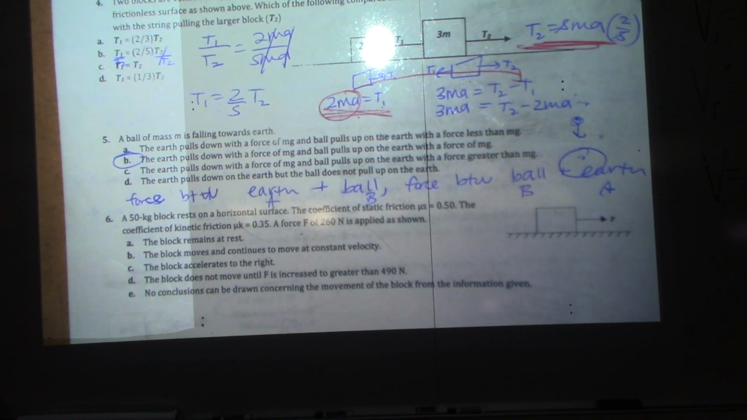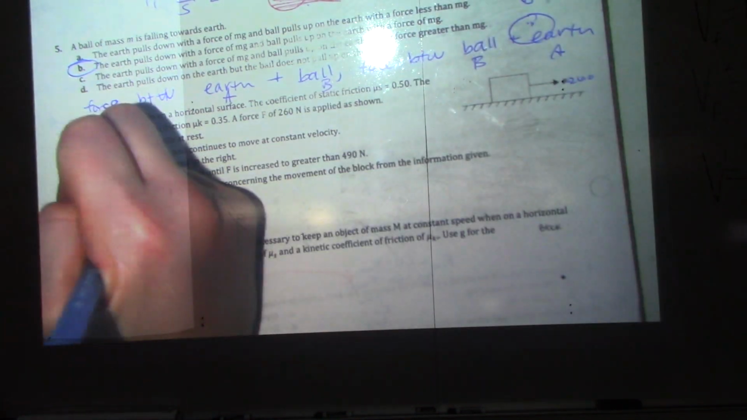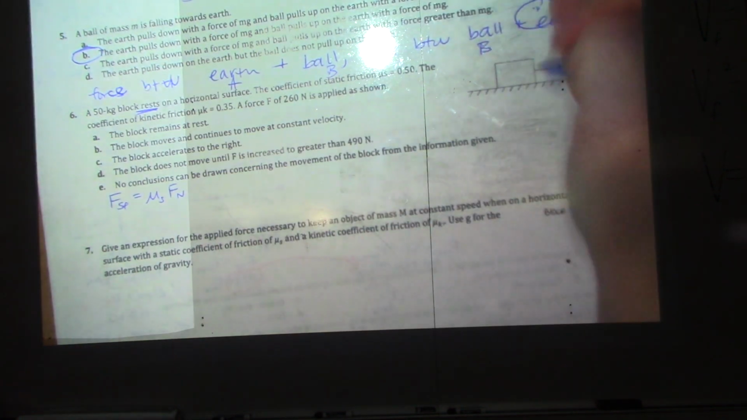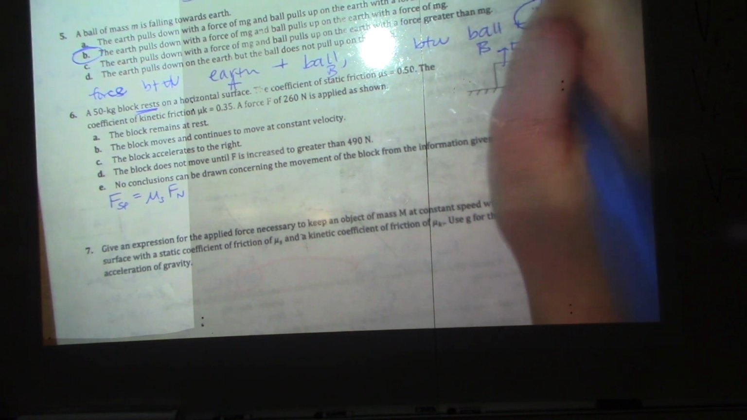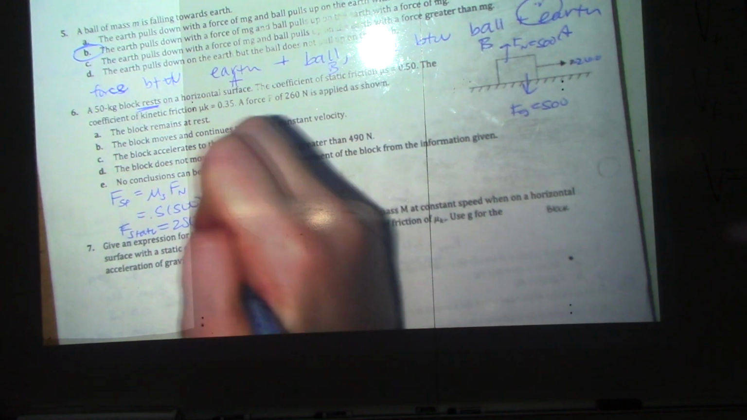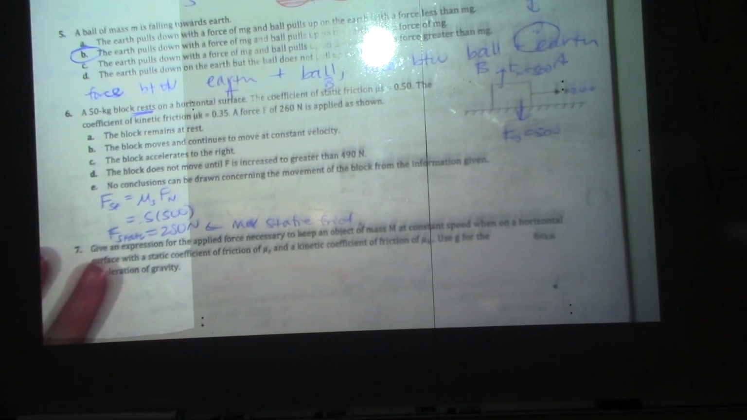We've got a 50 kilogram block at rest, we've got friction, and we're going to apply a 260 Newton force. Because it starts from rest, I need to check what my maximum static friction is. That's going to be mu s times the normal force. Here, gravity is just 500, so my normal is 500, and then my static friction coefficient is 0.5. That gives me 250 newtons. So that is my max static friction. That is the friction force that I have to overcome if I'm going to move.